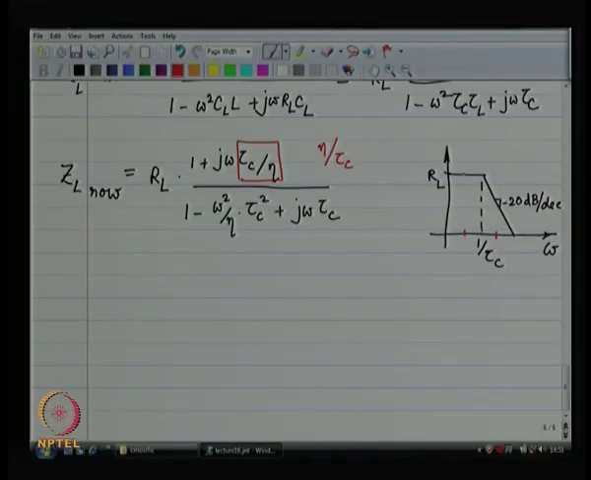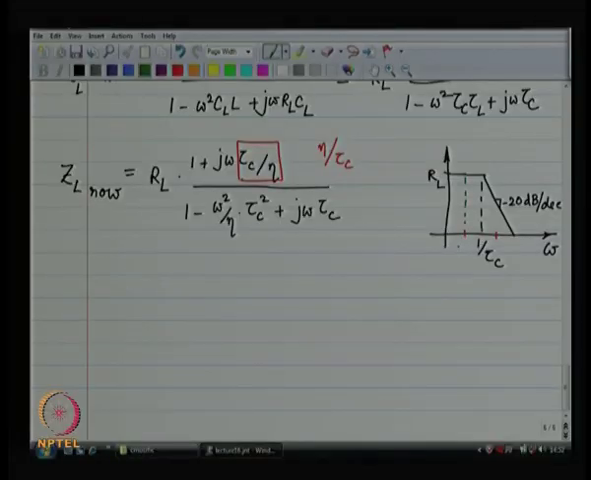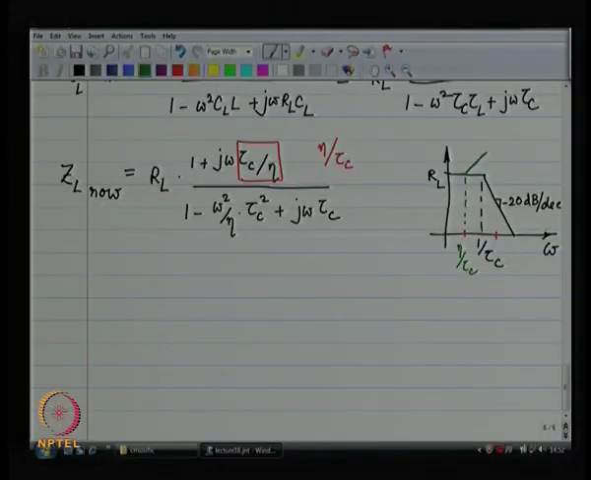In that case, you will be off to a flying start. You will start off from 0. At 0 frequency, your impedance is equal to R L, and then at eta by tau C, suppose eta is less than 1, I am sorry, you fly off at plus 20 dB per decade. Okay. Then you wait for your poles. Where are the poles? If eta is less than 1, then what have we got here? If eta is less than half, then what have we got?